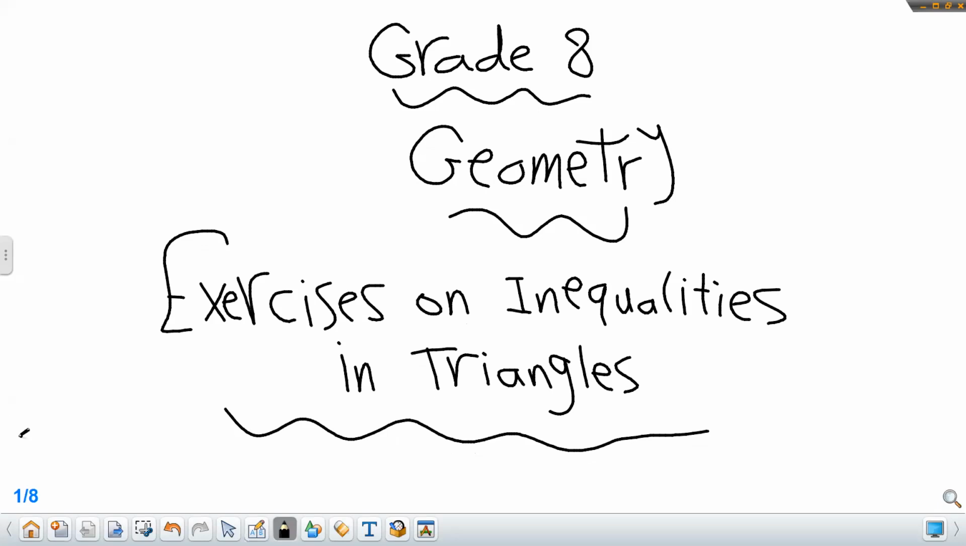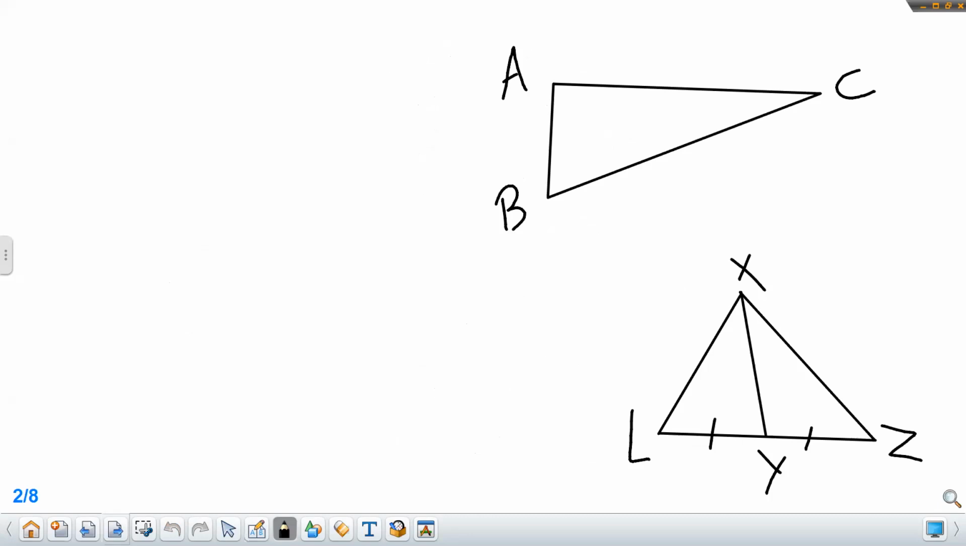Welcome to grade 8 geometry, exercises on inequalities in triangles. We studied before two lessons, which are inequalities in one triangle and inequalities in two triangles. So today, inshallah, we'll solve some exercises on these lessons. Okay, let's go, guys. First one, remember what you studied in this idea.